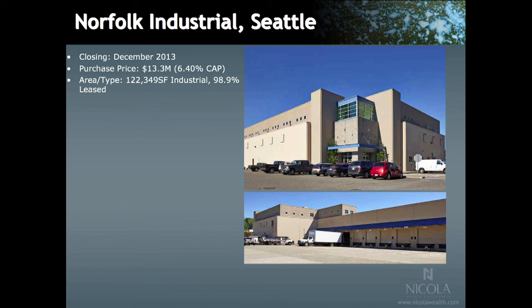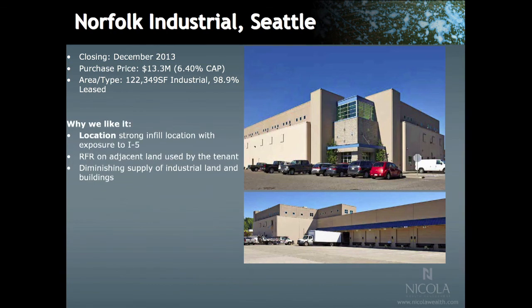It's an industrial property. We're acquiring at a 6.4 cap rate. Why do we like it? The location is strong. It's an infill location. Seattle, not dissimilar to Vancouver. The industrial supply is being reduced by other uses, whether it's condos, whether it's stadiums, and businesses want to locate near the city. And in this particular case, we have 2 strong tenants that don't want to be way south of Seattle. They want to be as close in as they can be.